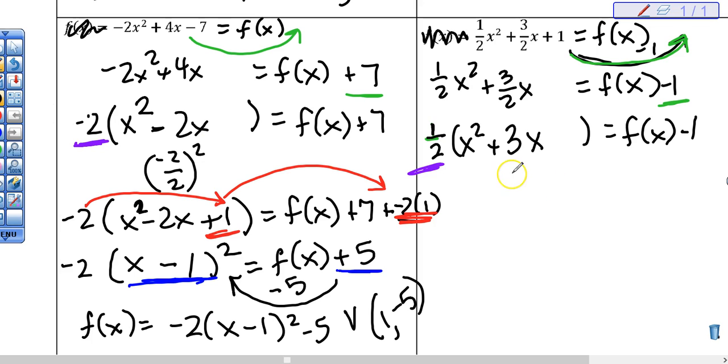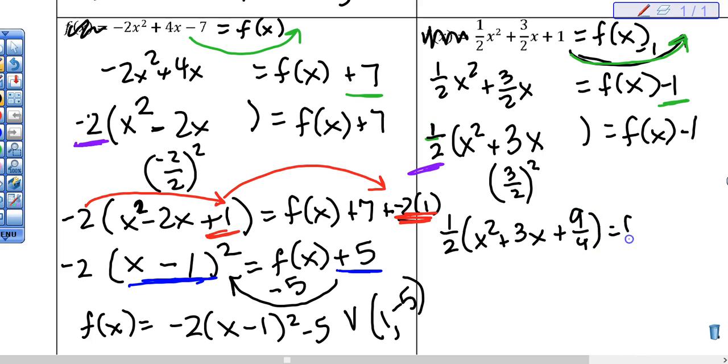Okay, now we're completing the square. So we're going to cut the b term in half and square it. So what am I putting in there? 9/4. X squared plus 3x plus 9/4 equals f of x minus 1 plus, what do I put here? 1/2 times 9/4. Because remember, what I do to the left, I'm doing 1/2 of 9/4 on the left, so I have to do 1/2 of 9/4 on the right. I'm going to underline my adding of my terms in red.